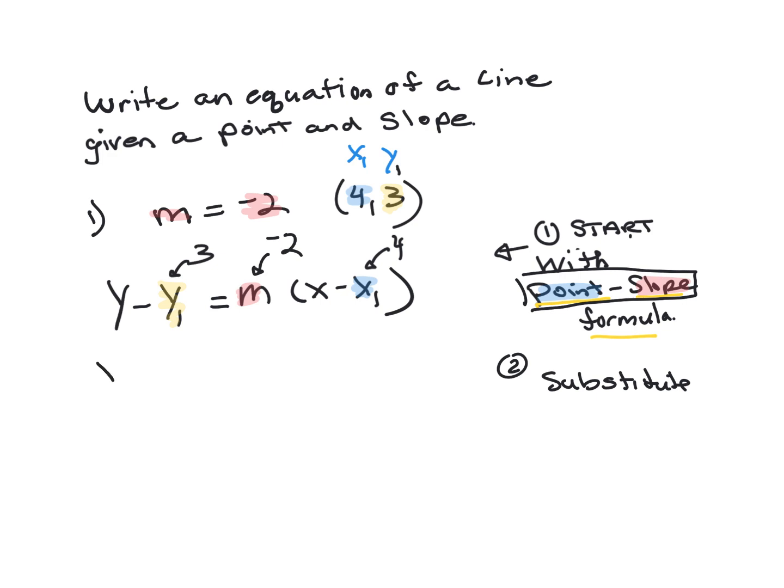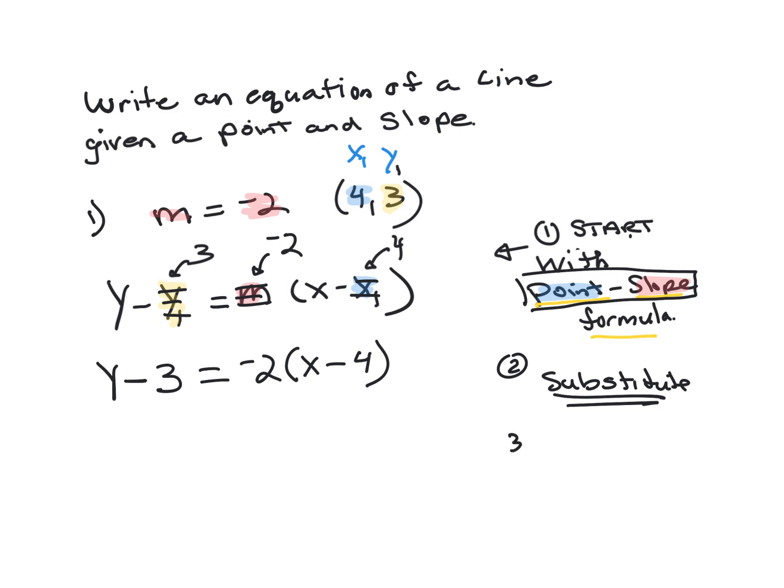So we're going to recopy the y, the minus, and in place of y sub 1, 3 is going to take the place, right? That's called substituting. M is walking off the field, and negative 2 is taking its place. And x sub 1 is walking off the field, and 4 is taking its place. So that is what we mean by substitute.